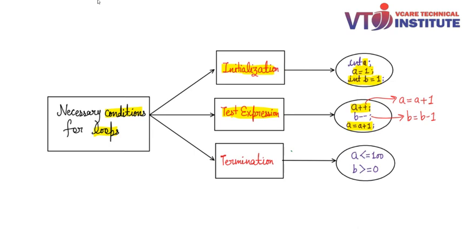Now there is a third condition, the termination condition, and this condition is very important in loops, because we have to specify what the termination condition would be. The termination condition would be a less than or equal to 100 if we want to print 100 natural numbers, or in some cases b greater than or equal to 0. So these are some necessary conditions for a loop which we have to specify.